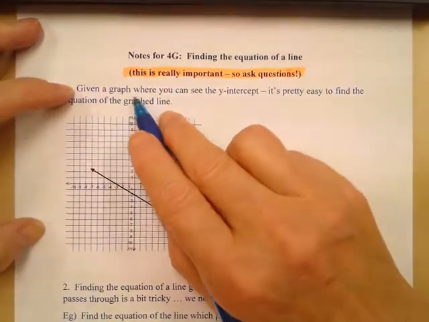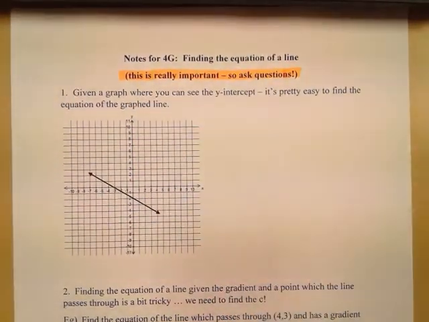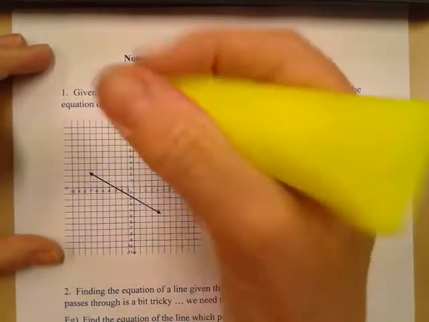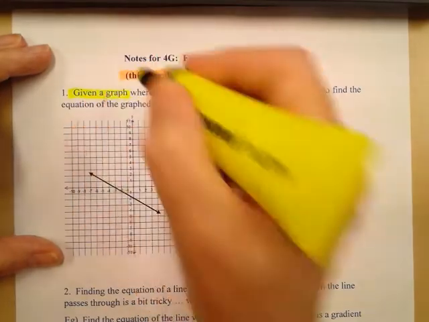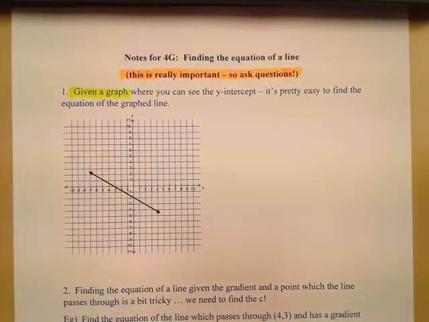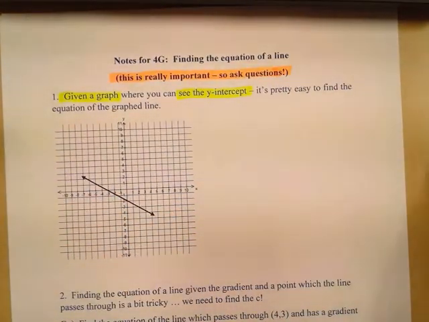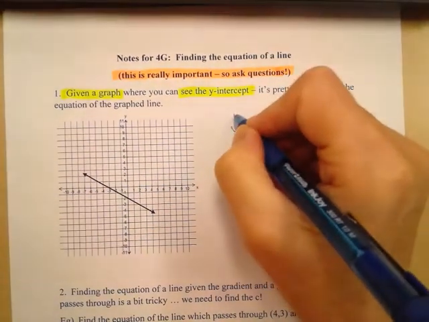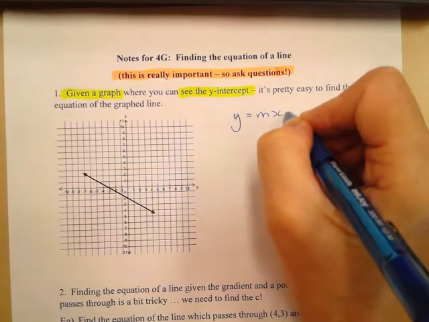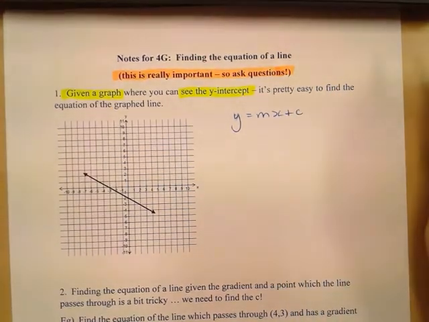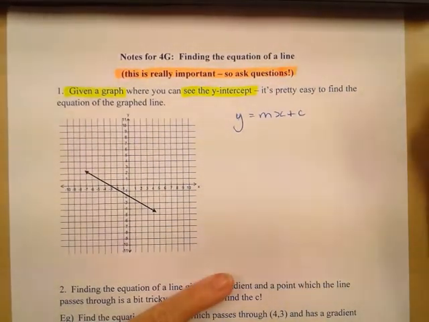Okay, so sometimes you're given a graph, so I'm just going to highlight that part. Sometimes you're given a graph, and you can see the y-intercept. So this is pretty easy to do, because remember, all my lines look like y equals mx plus c, so I'm really even thinking, why am I telling you this? You know how to do it already.